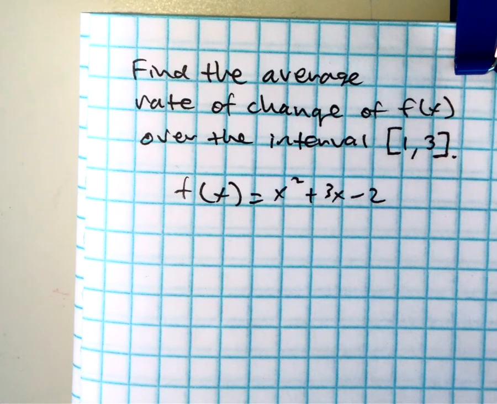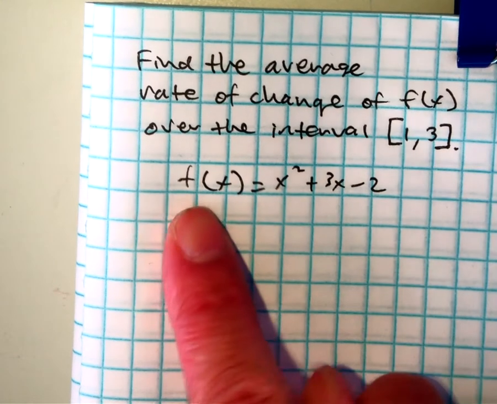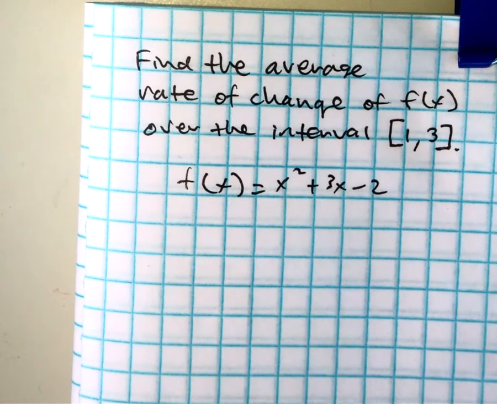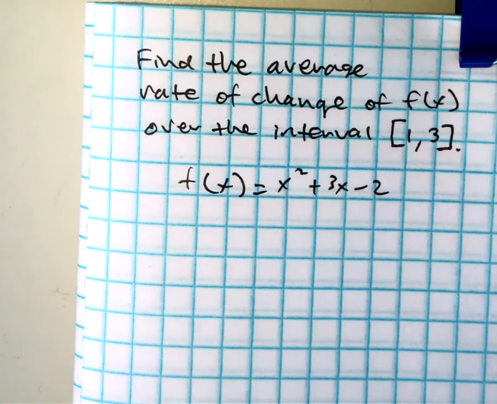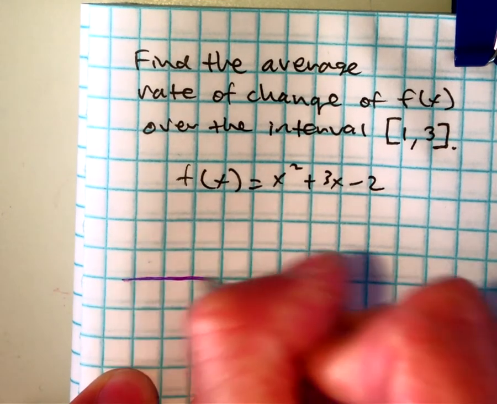Alright, and this problem says find the average rate of change of f of x over the interval 1 to 3, and the function f is x squared plus 3x minus 2. Alright, hopefully you notice that this problem is slightly different. Let me give us a visual of what we're doing.